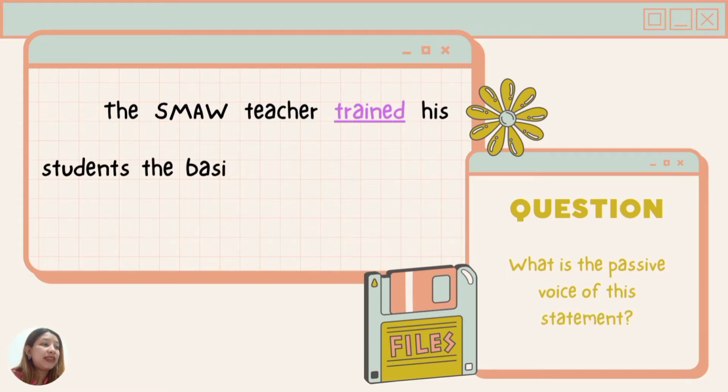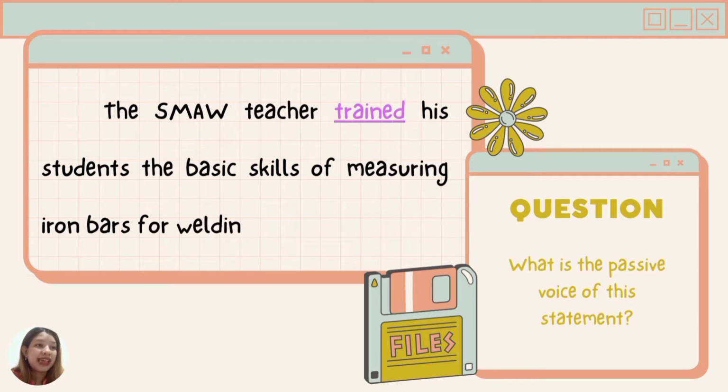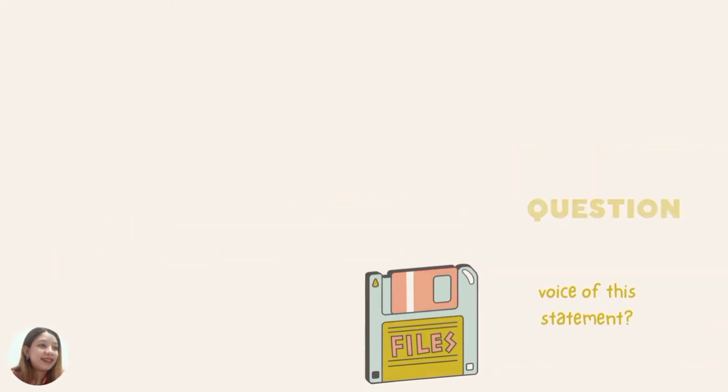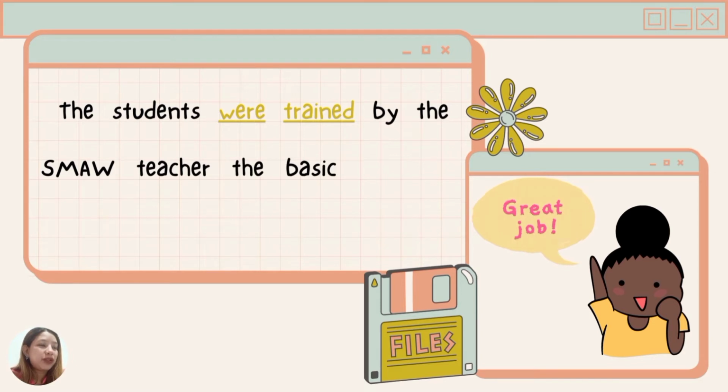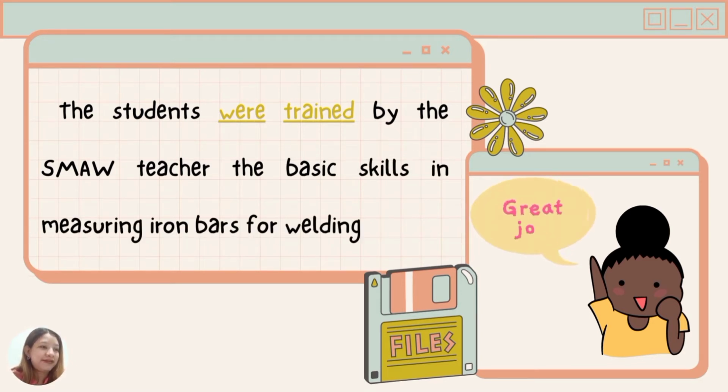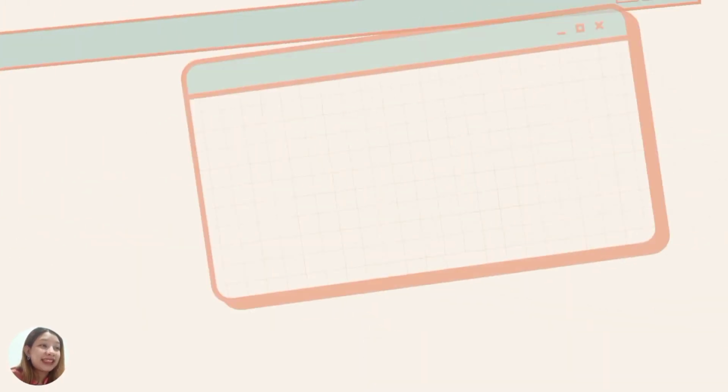The SMAU teacher trained his students the basic skills of measuring iron bars for welding a gate. The verb is trained. What is the passive voice of this statement? Good job! The correct answer is the students were trained by the SMAU teacher the basic skills in measuring iron bars for welding a gate. Let's have the last sentence.